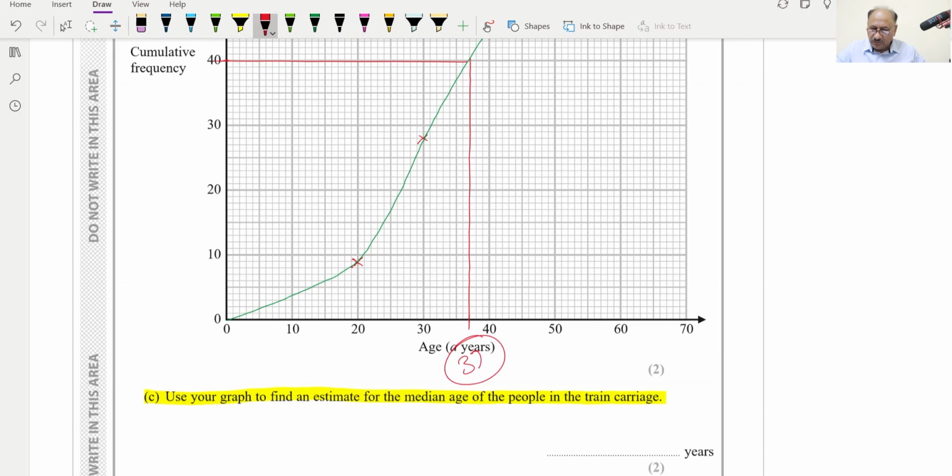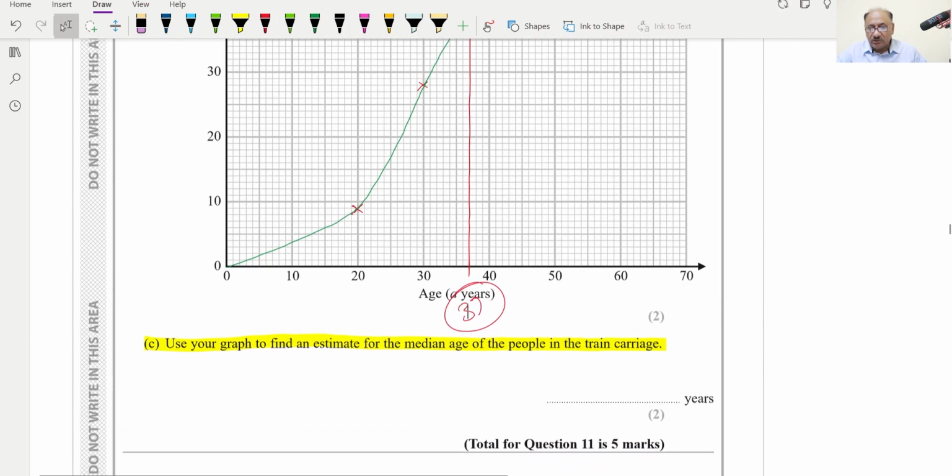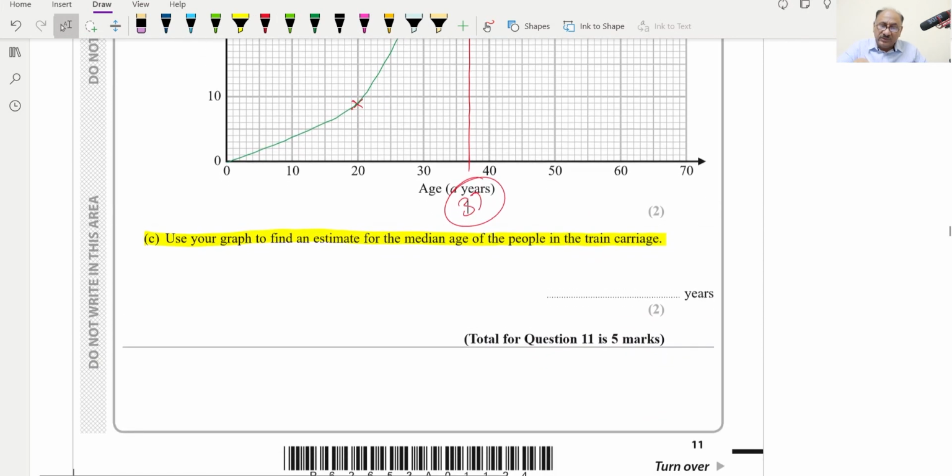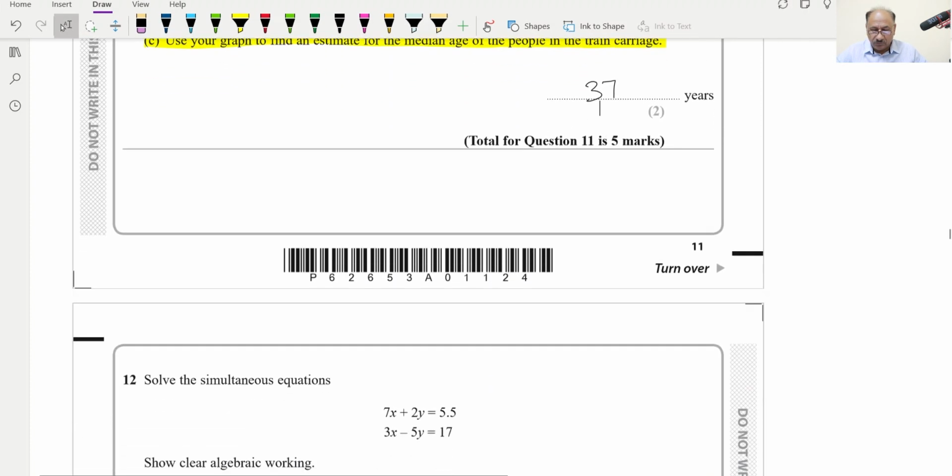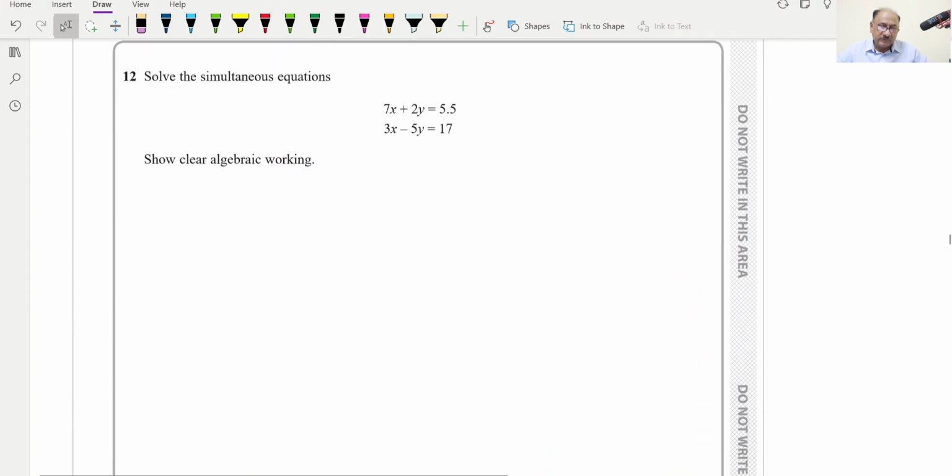So this is within the range. Answers to these types of graph questions are always a range, because there is a limit of accuracy also. So try to draw all graph questions as accurately as possible. Now question number 12: solve the simultaneous equation.